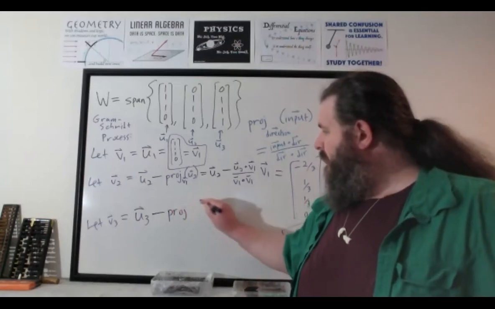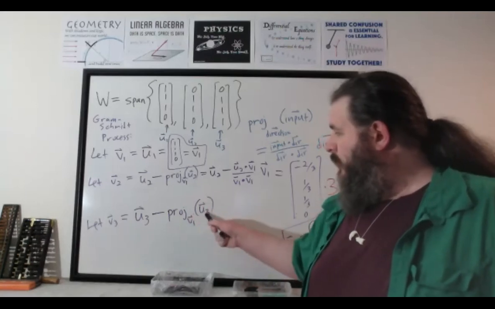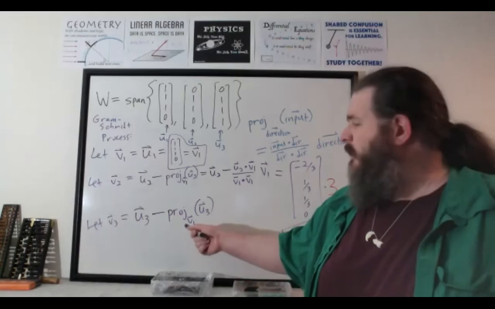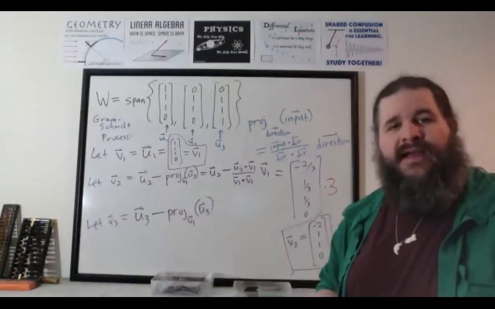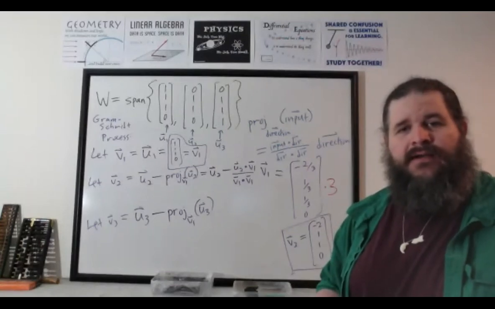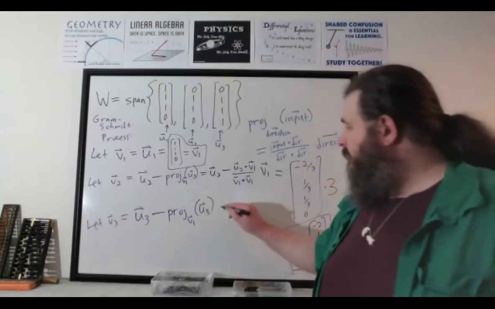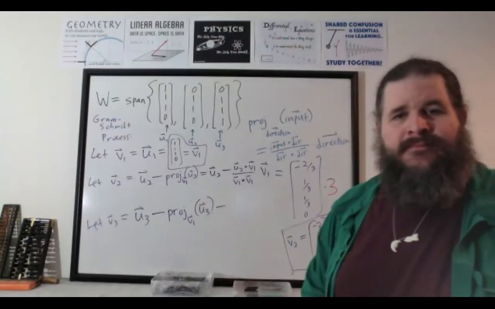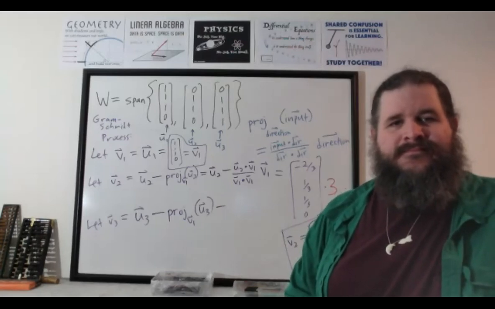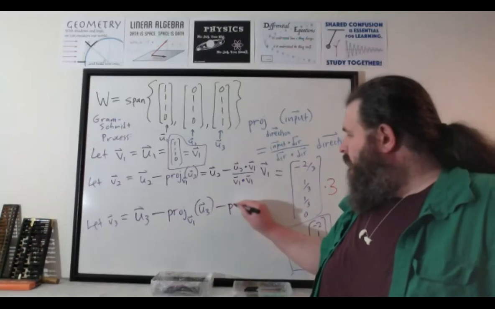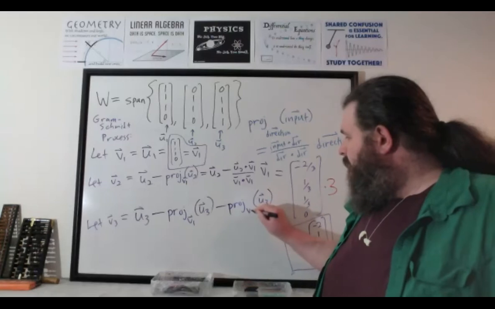Yeah, if we subtract the projection of U3 onto the V1 direction, that's the component of U3 that's parallel to U1, or parallel to V1. Remove that by subtracting it, and whatever is left is guaranteed to be perpendicular to V1. But it's not perpendicular to V2 yet, so what else do we also need to subtract? Projection V2. Yeah, the projection of that same U3 vector onto the V2 direction.